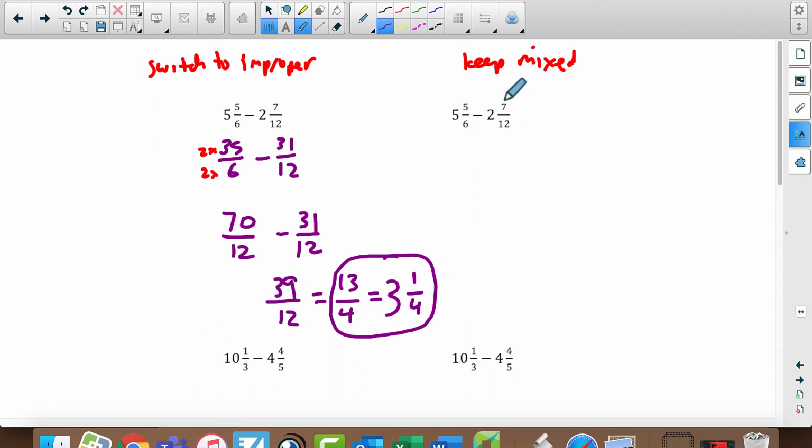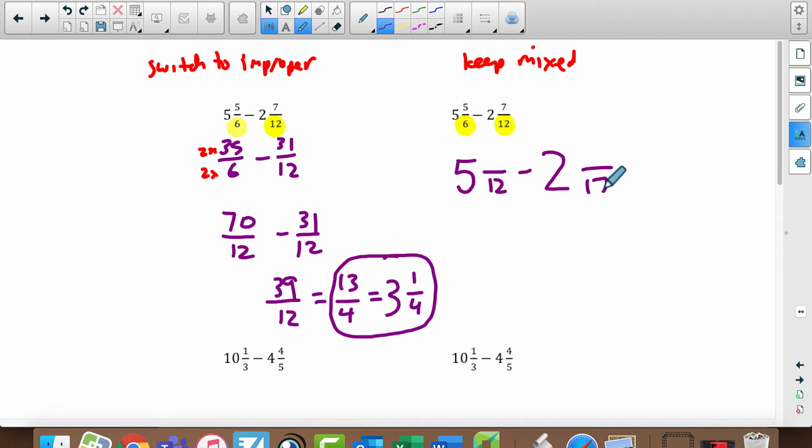Okay, let's do it again, but let's keep it mixed. It's very similar to what we did for addition. So we're going to keep the 5, keep the 2. We want to get common denominators, and our denominators are 6 and 12. Well, that's what they were here too, and we found that the common denominator was 12. So let's do that. We're going to have our 5, keep the 5, and something over 12, minus 2 and something over 12.